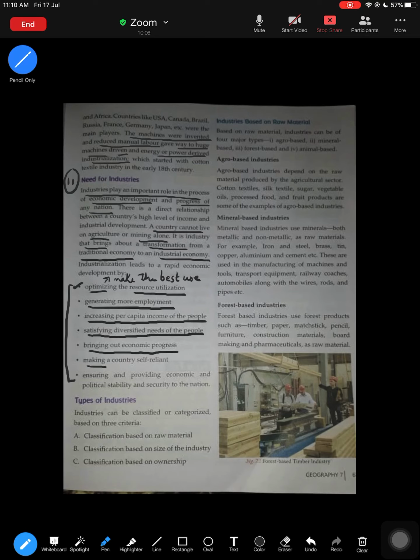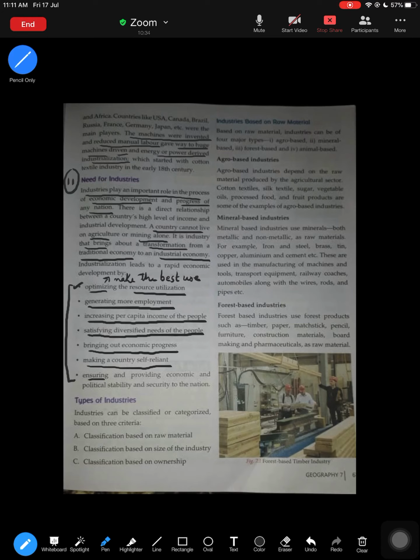Making a country self-reliant. If we have industries, we are going to be self-reliant. We are not going to depend on others, especially with a situation like what has happened now. We cannot just think of banning Chinese products if we are not self-reliant. We have to be self-reliant so that we don't depend on other countries, especially in a situation like COVID that has taken place now, and we can now make out how much dependent we are on other countries and economy.